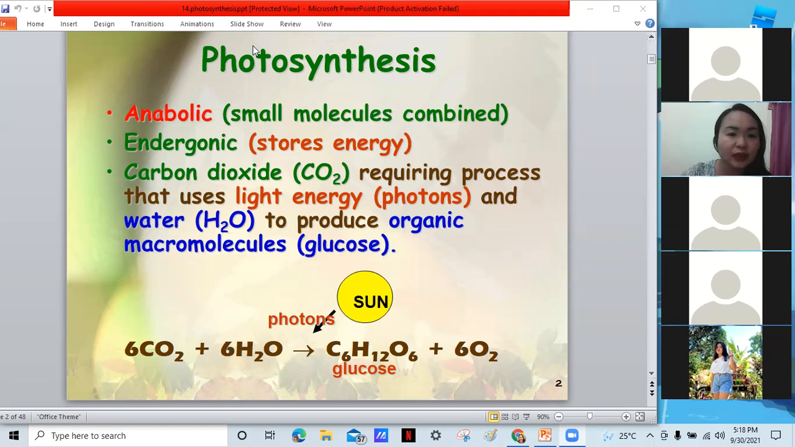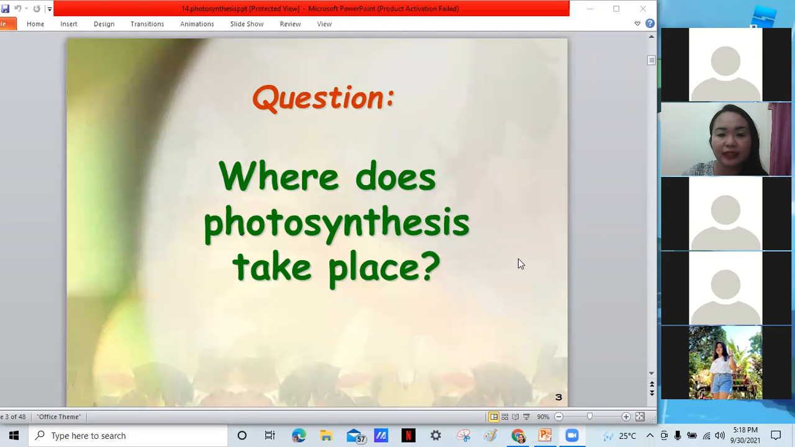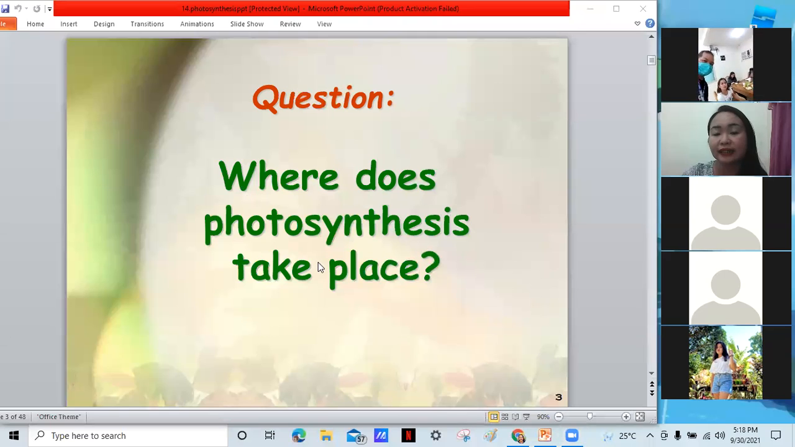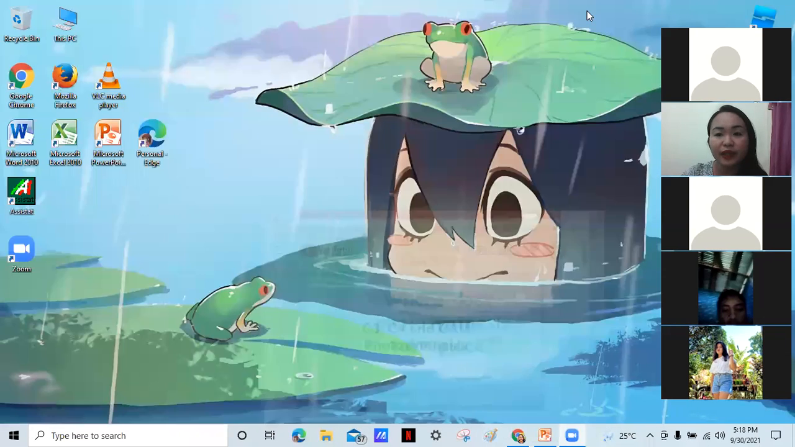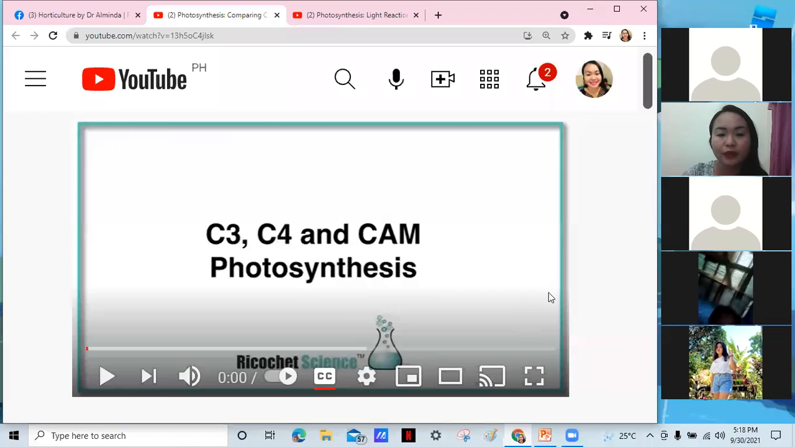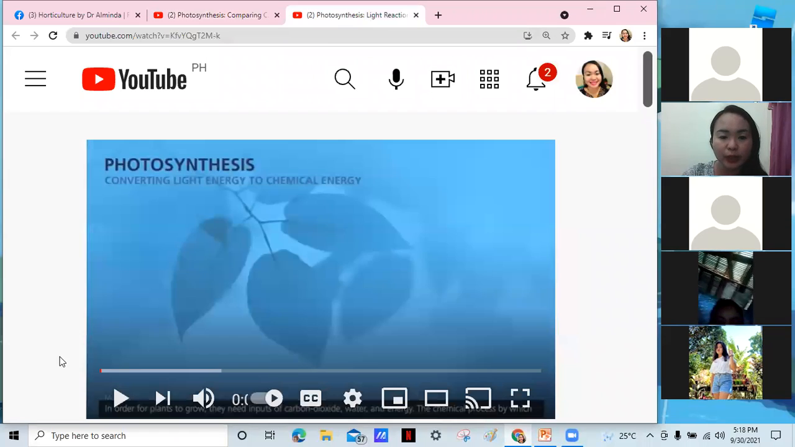Okay, so again, the photosynthesis equation is this one. But before I proceed to the next question, where does photosynthesis take place, I would like to direct you to a video presentation regarding photosynthesis.